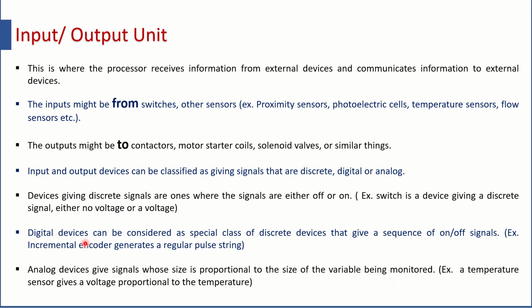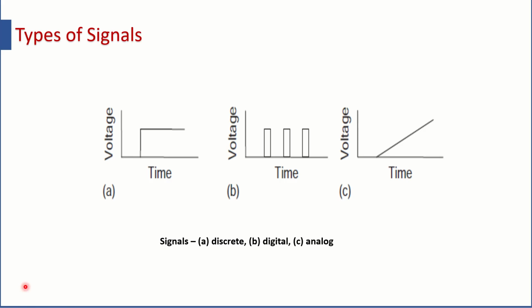So these are the three types: the discrete type, the digital type, and the analog type. These three types of inputs we can give to a PLC, or these three are the types of outputs which we can get from a PLC.